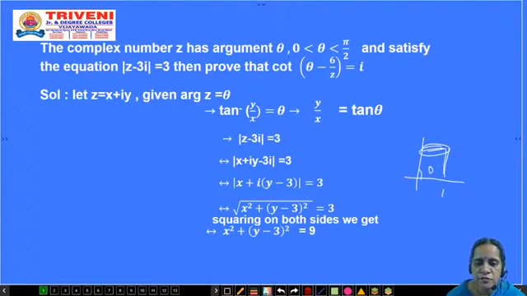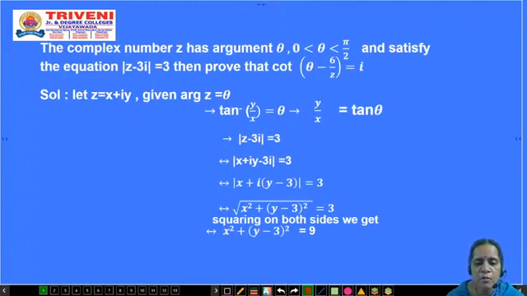Then theta is equal to tan inverse of y by x. Tan inverse, we can go to the next one, RHS side, we get y by x is equal to tan theta. Already we know from the given problem in the hypothesis that mod z minus 3i is equal to 3. Then replace z in the form of x plus iy. In the place of z, we have to put the value of x plus iy here. x plus iy minus 3i is equal to 3.